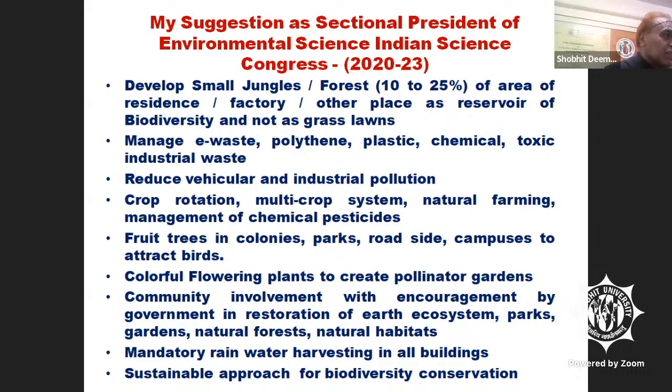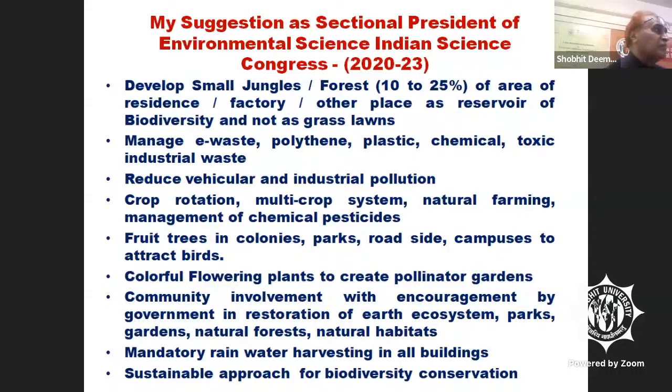We should not designate only large areas as forest. We should make it mandatory that every residential and official building will have at least 15 to 20% of the area, and they will develop it as a small jungle, not grass lawns. What we are doing is erecting large buildings, vertical growth, and having the grassland horizontal. So this is the imbalance. Vertical growth and the biomass horizontal, and the microbes dead.